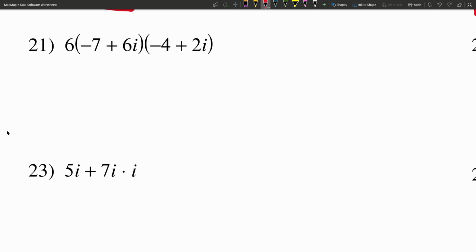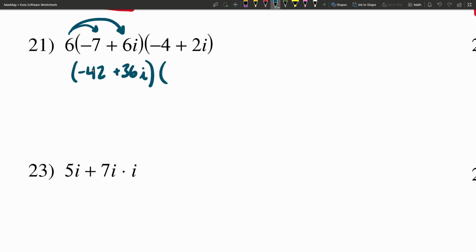For this problem, we have 6 times (negative 7 plus 6i) times (negative 4 plus 2i). So we have this real number multiplied by two separate complex numbers. One way we can deal with this is to distribute the 6 in at the start, or work on FOILing these out and then multiply by 6. I'm just going to multiply this first complex number by 6. So multiplying both the real and imaginary part by 6, we're going to have negative 42 plus 36i.